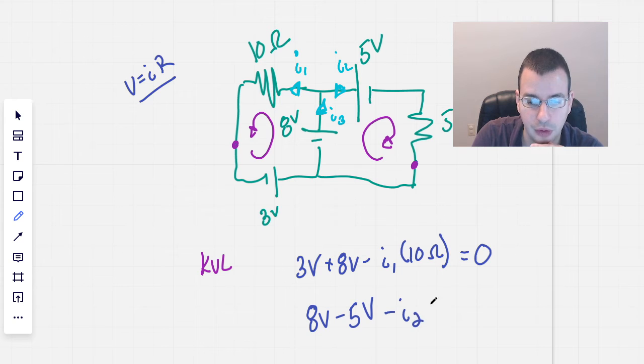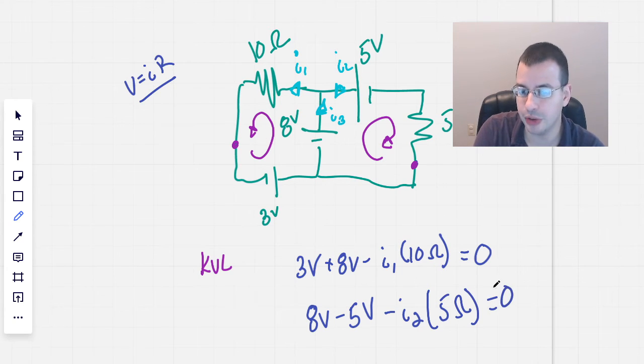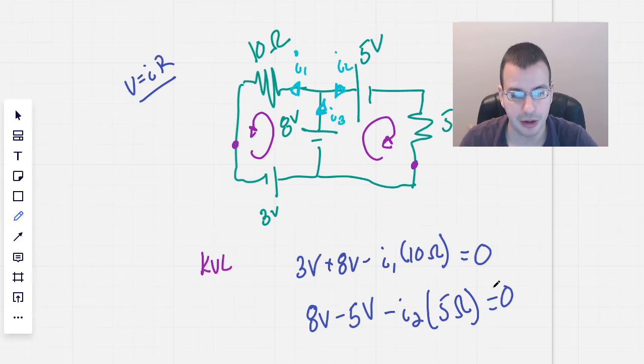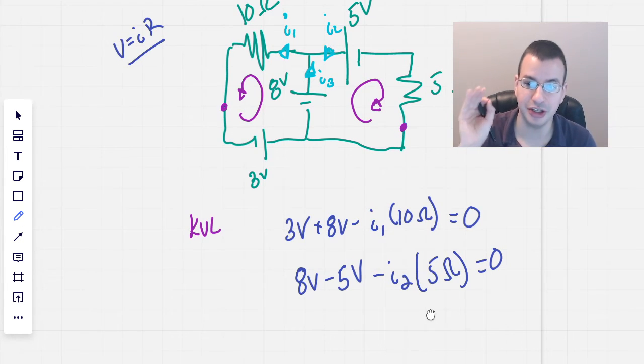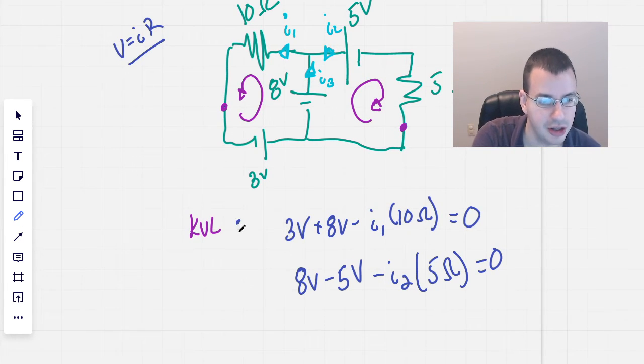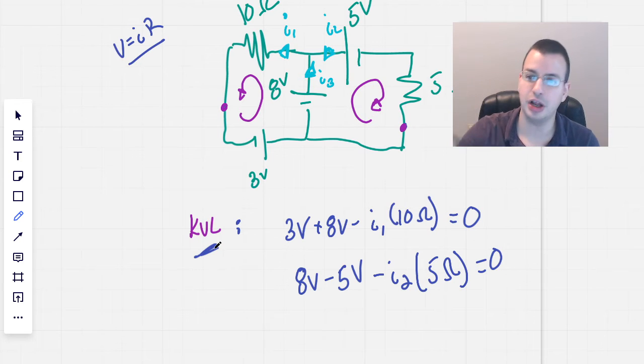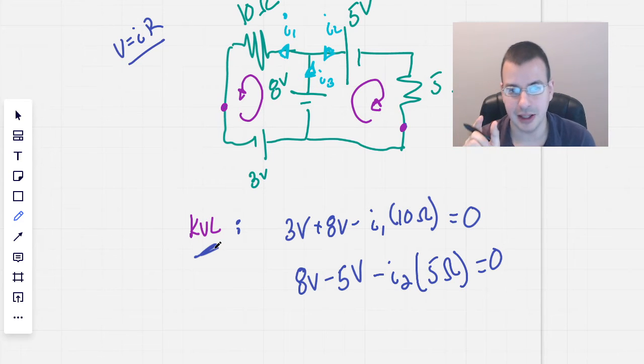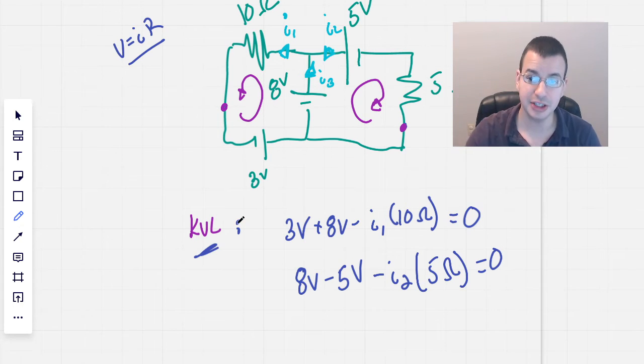If we get a negative value for the current I2, then we know that we just drew it backwards. Okay, so we have these two equations, and these are Kirchhoff's voltage laws. You have a loop, and the voltage difference around the loop will be 0. That's the idea with Kirchhoff's voltage law.